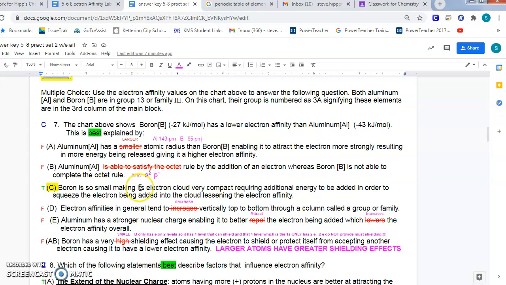Let's look at letter C. We know boron is smaller. It's 85 picometers. Could it be that boron is so small that its electron cloud is more compact? So compact means that it's so small that its electrons are not taking up much space. So to give boron another electron would require that that electron squeezed into boron's electron cloud. As we try to add an electron to an atom, the electrons that are already there will try to repel it. So boron might be so small that its electrons are more compact, giving it a greater opportunity to repel it. And that is the reason why.